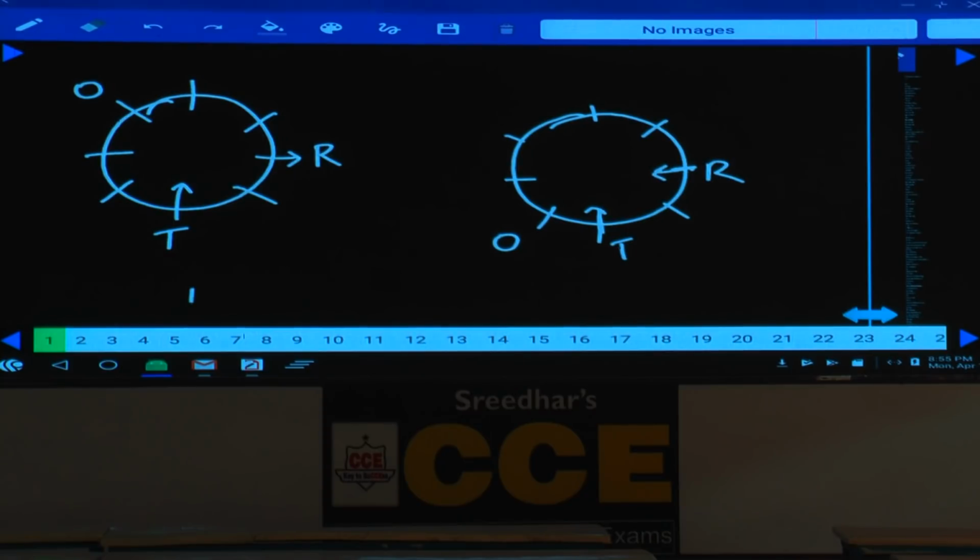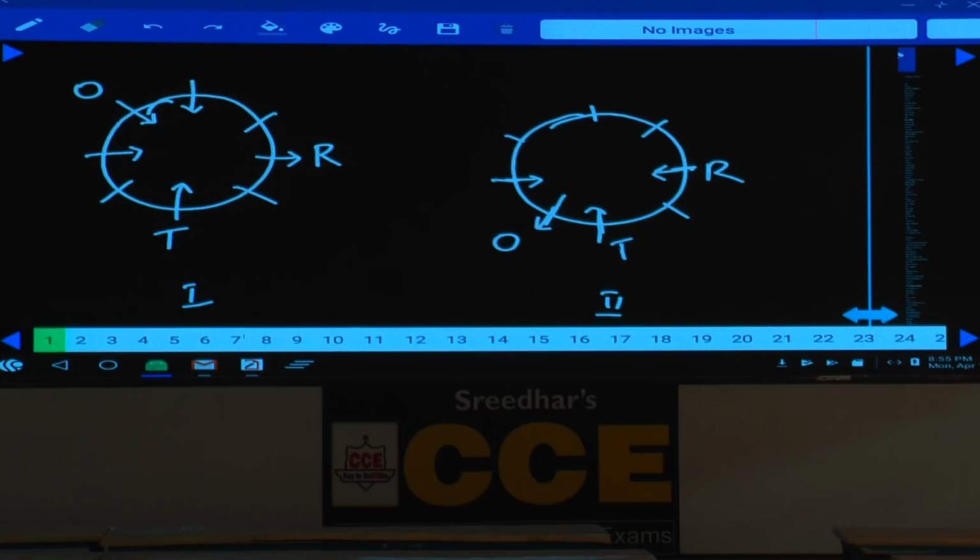Now, this is the first case and this is the second case. R and O face opposite. In the first case, R is facing away, so O must be towards the center. And in the second case, R is towards the center, so O must be away from the center. R and O face opposite directions. Immediate neighbors of O are facing the center. Immediate neighbors of O means these 2 persons are facing the center. Here also these 2 persons are facing the center.